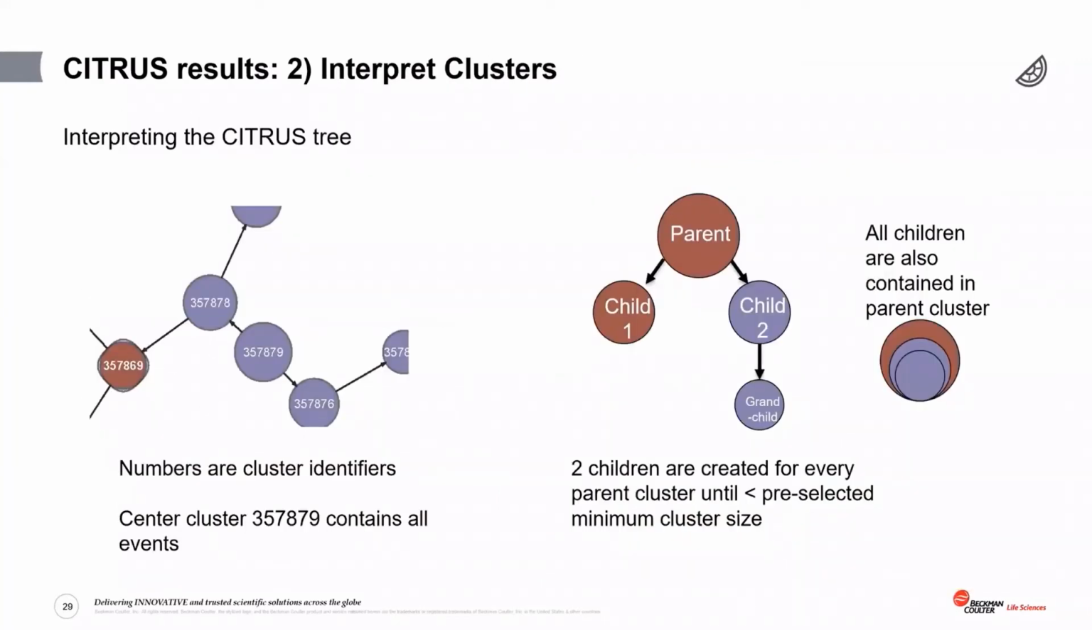To interpret the Citrus tree, you can see that each cluster has a number, which is its identifier. The center cluster has 2 arrows pointing away from it. This cluster represents all of the events. In generating the clusters, 2 children are created for every parent until reaching the minimum cluster size threshold set by the user. As you go down each tree lineage, the clusters get smaller and smaller. All children are also contained in the parent cluster. This means that there is redundancy in cell events in the clusters. Cells can be assigned to multiple clusters. This allows the statistical comparison of different populations, both big and small.